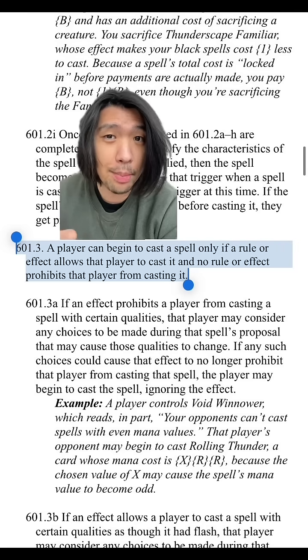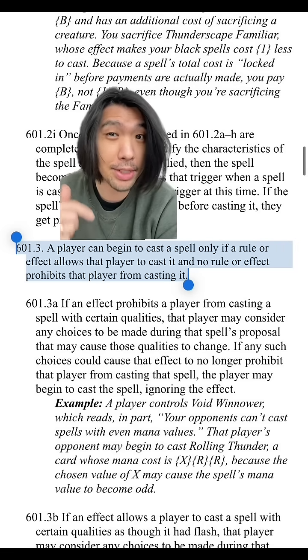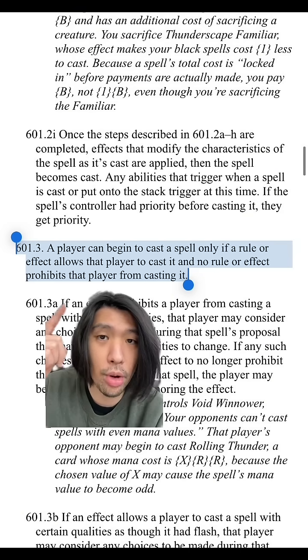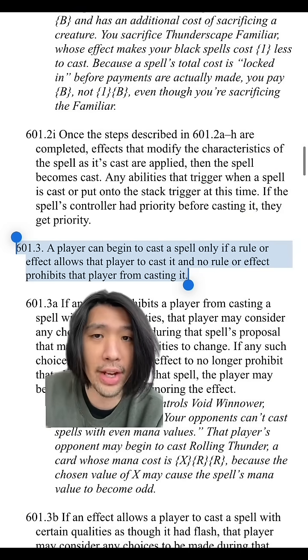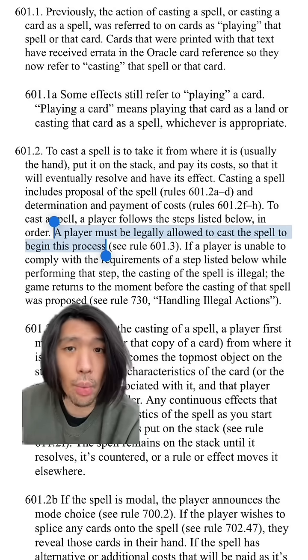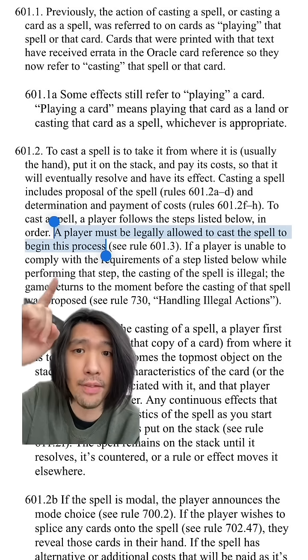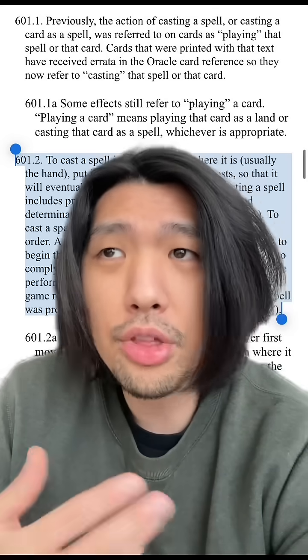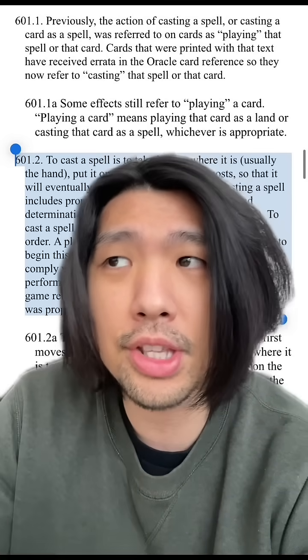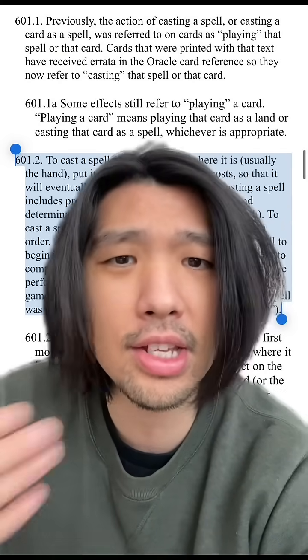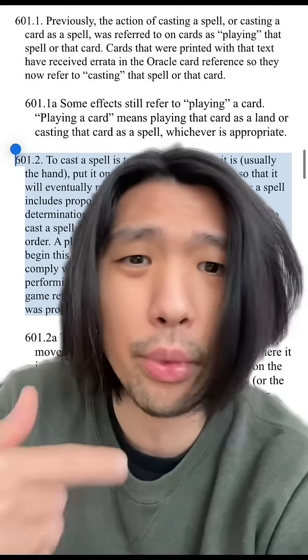But a lot of those people are missing a huge crucial step, step 0. You see, we're only allowed to begin the process of casting a spell if a rule or an effect allows it, and no rule or effect doesn't allow it. So if there's no reason why we're legally allowed to move that spell to the stack in the first place, there's no way to even begin the spell casting process. Otherwise, I could just begin to move a spell to the stack by attempting to start the spell casting process at any time from any zone, including my opponent's hands, but we know we can't do that.